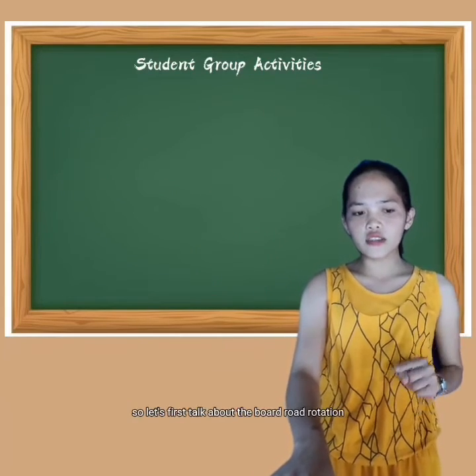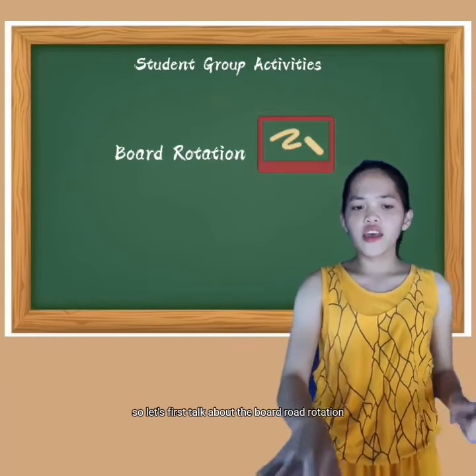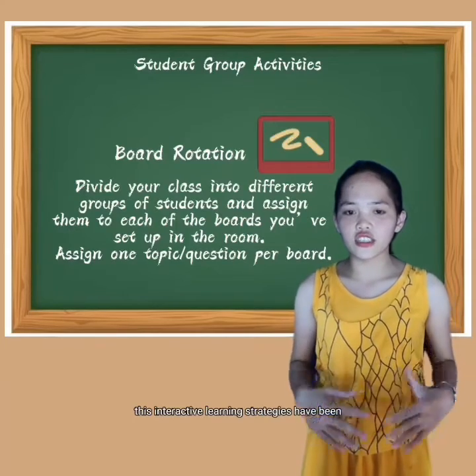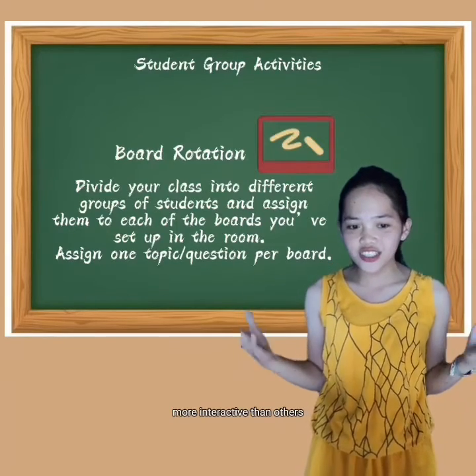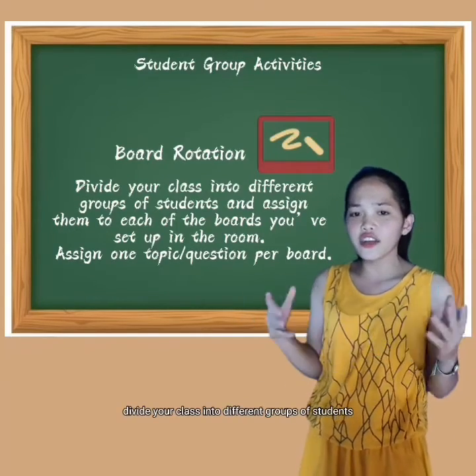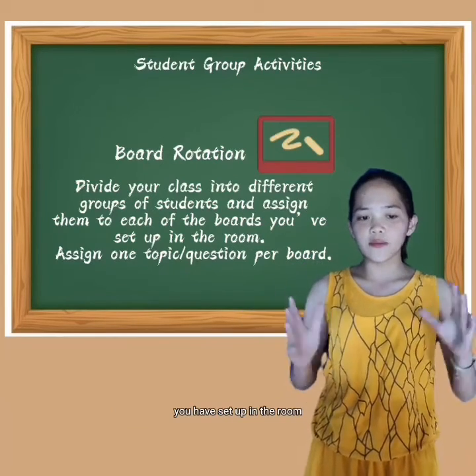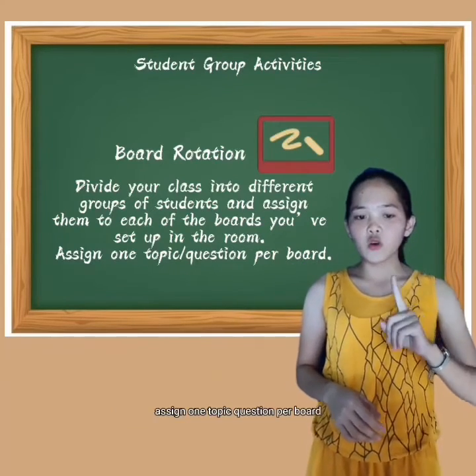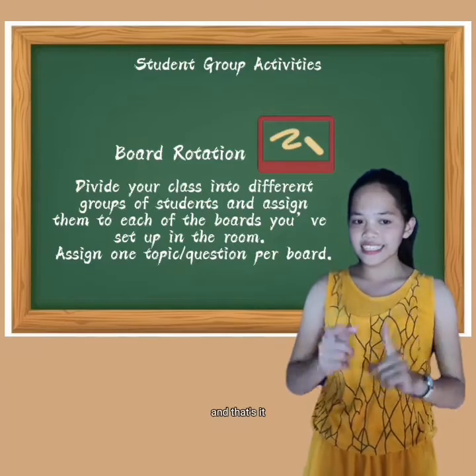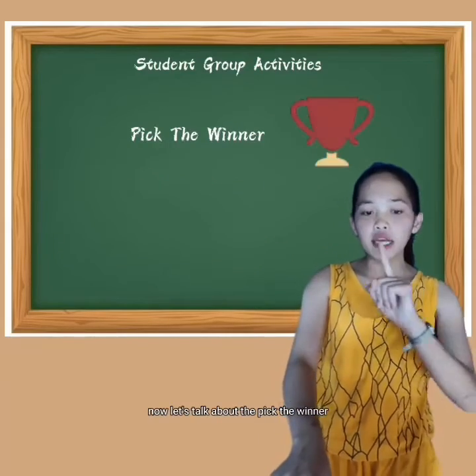So let's first talk about the board rotation. This interactive learning strategy is even more interactive than others. Divide your class into different groups of students and assign them to each of the boards you have set up in the room. Assign one topic question per board. And that's it.